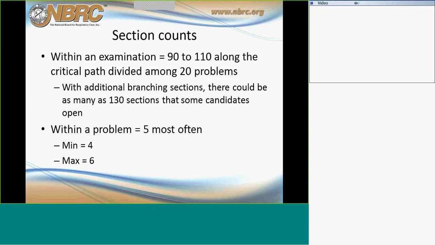Then getting down to the bottom of this slide, within a given problem, more often than not, there will be 5 sections. Although there is a little bit of variability allowed there, there could be as few as 4, as many as 6 within a given problem. But on average, there will be 5 sections.